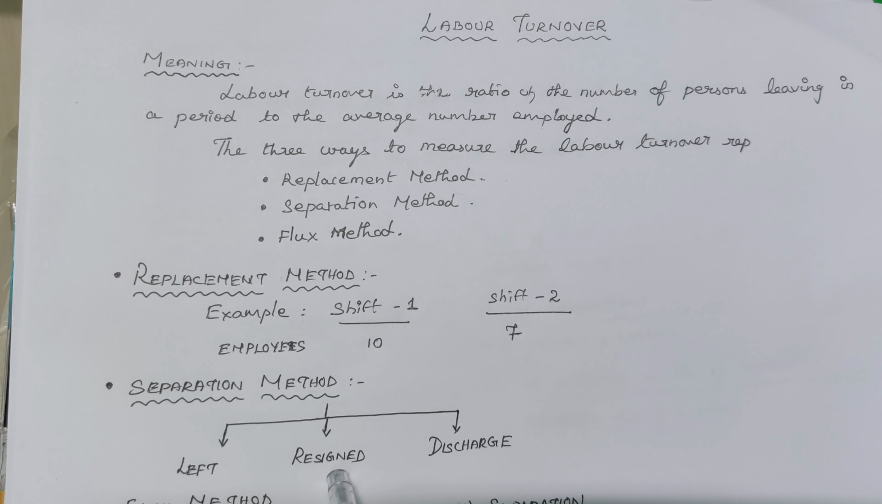Resigned. We already know that it is the process of formally leaving the organization. There will be a letter and there will also be an exit interview, so that the worker or employee will leave the organization by resigning his job formally. And discharge is when the organization itself sends out the employee or worker from the organization. So this is called discharge. The organization sending them out by itself is called discharge, and left and resigned are decisions taken by the worker or employee himself.